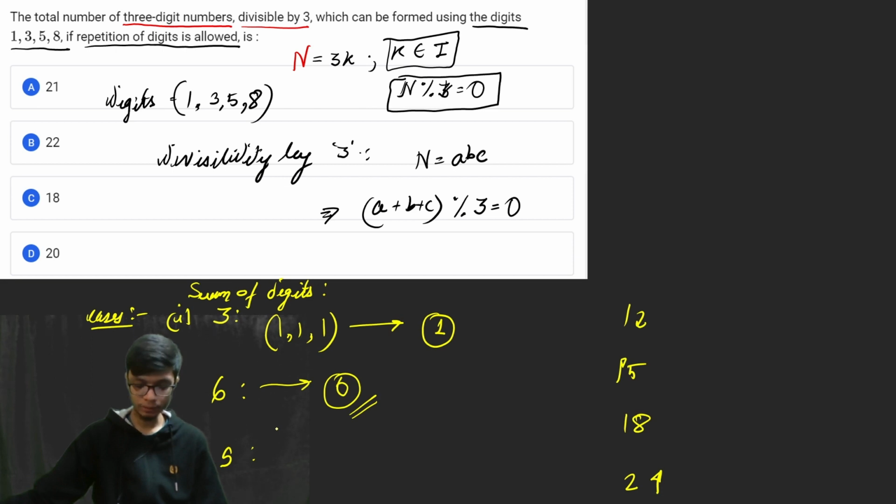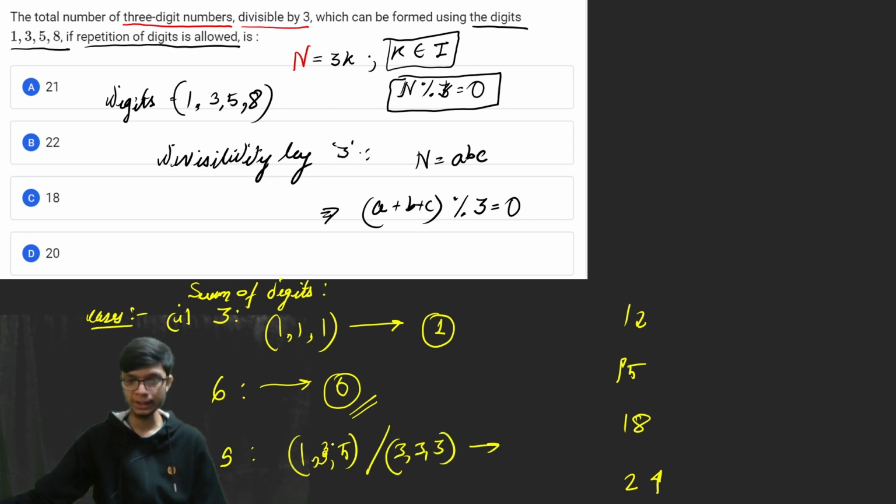And similarly, for the value 9, 9 can be formed using the digits 1, 3 and 5, and also by repeating 3 three times. From the three distinct digits you get 3 factorial numbers, and from the repeated one you get 3 factorial by 3 factorial, that is one number, because the three are identical. So 3 factorial is 6, and 6 plus 1 is 7 cases. So when the sum of the digits is 9, you obtain 7 cases.